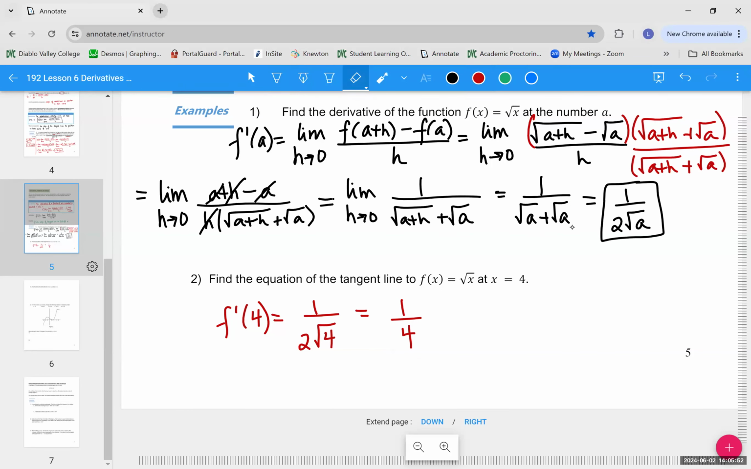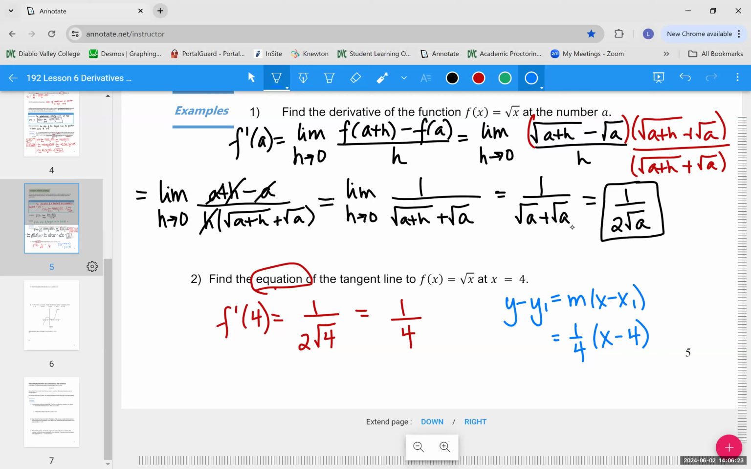It didn't just say find the derivative. It said find the equation of the tangent line. So if I want the equation of the tangent line, I need to do y minus the y coordinate equals slope times x minus the x coordinate. What is the 1/4 in that equation? It's the slope of the tangent line.